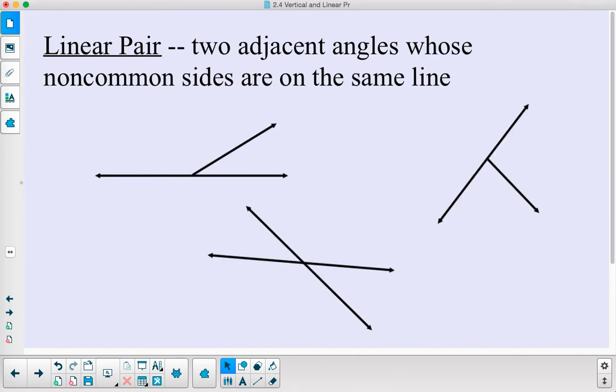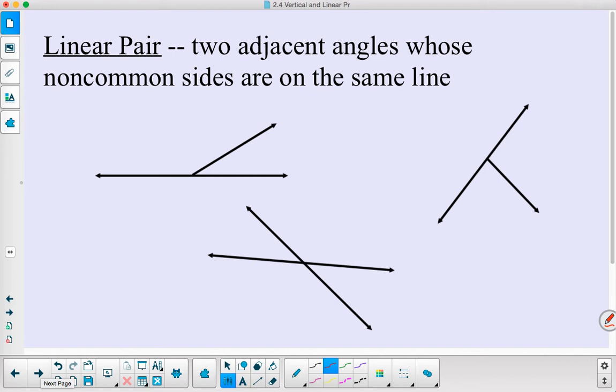The next term is linear pair. Pause the presentation and write it down. Now to explain a little bit more, linear pair, it does say they are adjacent. So these do have to be hooked together side by side. And it says, and their non-common sides are on the same line.